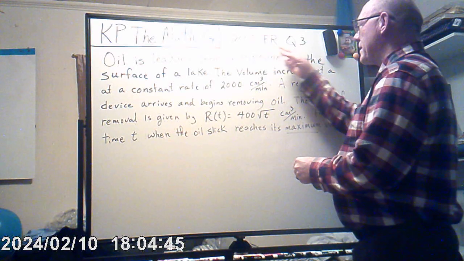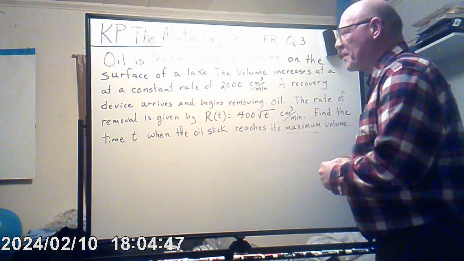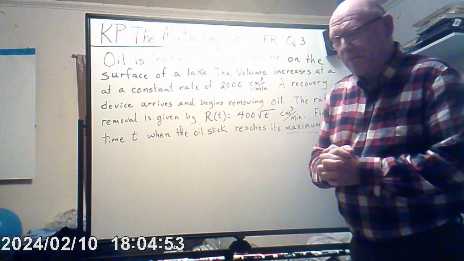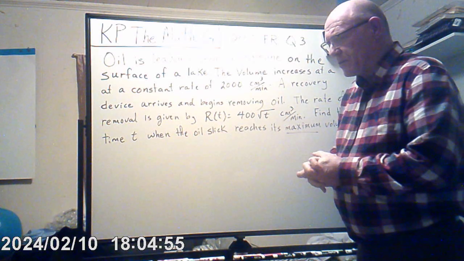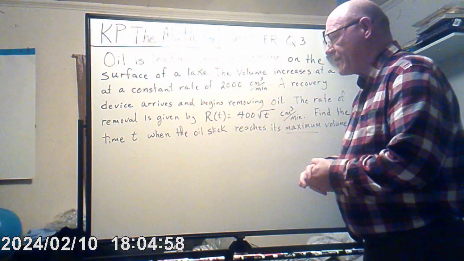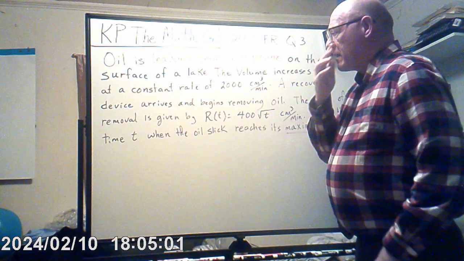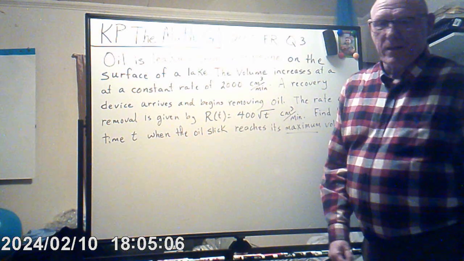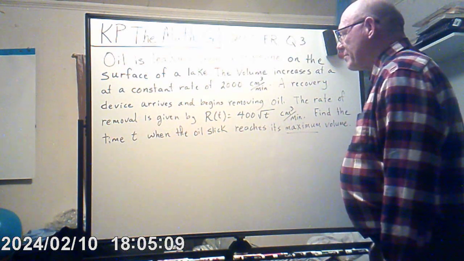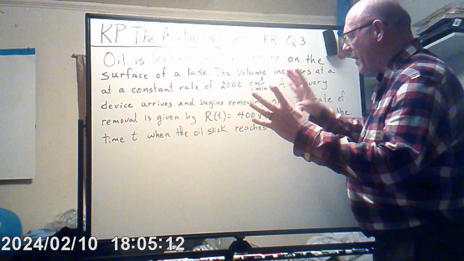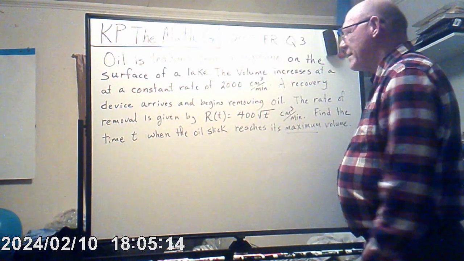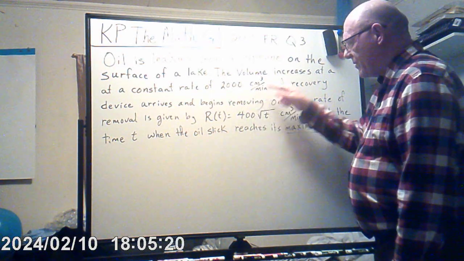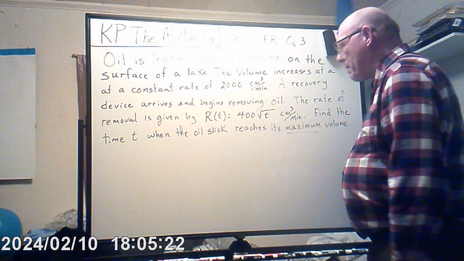Coming from the 2008 free response, question number 3. We answered part A in the last video, and we're going to answer parts B and C in this video. It says oil is leaking from a pipeline entering into a lake. The volume increases at a constant rate of 2,000 cubic centimeters per minute.